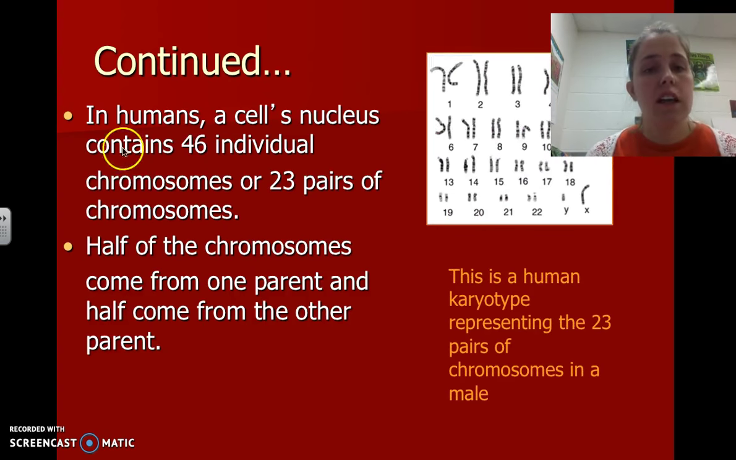So in a human cell, a cell's nucleus contains 46 chromosomes, or 23 pairs of chromosomes, meaning this chromosome right here might be from mom and this one might be from dad, but they're both copies of chromosome 1. They have the same kind of genes on them. Chromosome 2, copy from mom, chromosome 2, copy from dad. Again, they have maybe different alleles of those genes, but they have the same genes located on them. 3 and 4 and so on. And there are 23 pairs, including a pair of sex chromosomes. So half the chromosomes come from one parent, half come from the other.